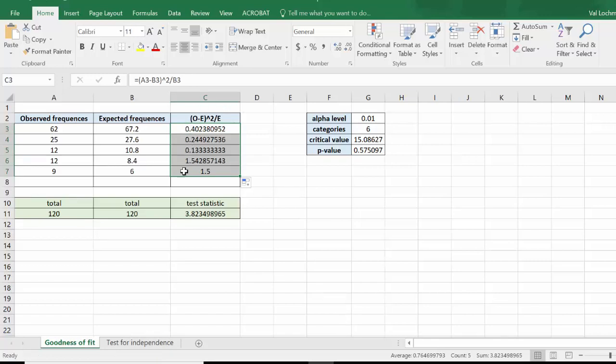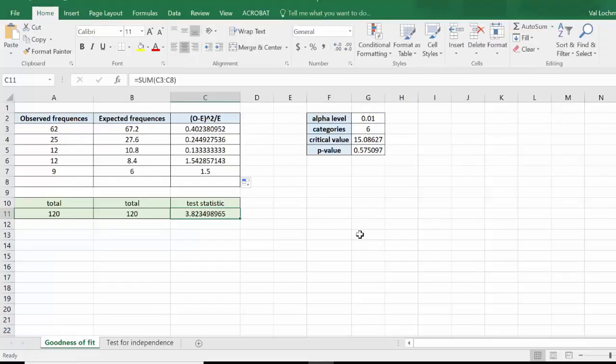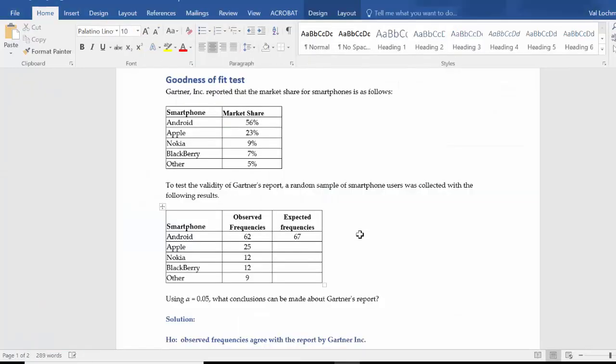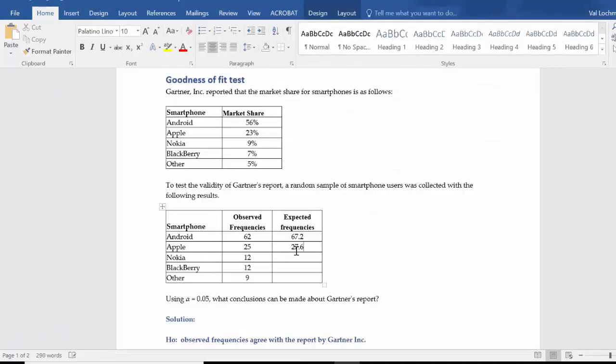These are the values that we need to add up over here, and you can see that I already have the sum set up. It's actually going all the way to this cell, but that's fine. So this is my test statistic. We don't really know what to do with that quite yet. Let's go back to our problem. Over here, you would plug in your expected values: 67.2, and the next one was 27.6.